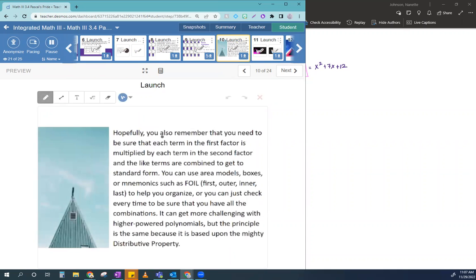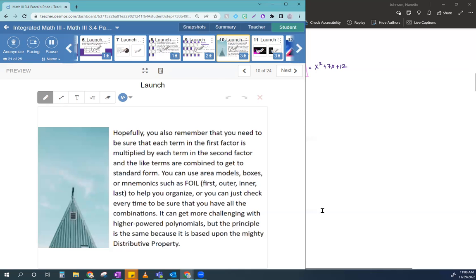So hopefully you also remember that you need to be sure that each term in the first factor is multiplied by each term in the second factor, and then like terms are combined to give you standard form. You can use area models, boxes, mnemonics such as FOIL, first, outer, inner, last, to help you organize, or you can just check every single time to be sure that you have all the combinations. It can get more challenging with the higher powered polynomials, but the principle is the same because it is based upon the mighty distributive property.